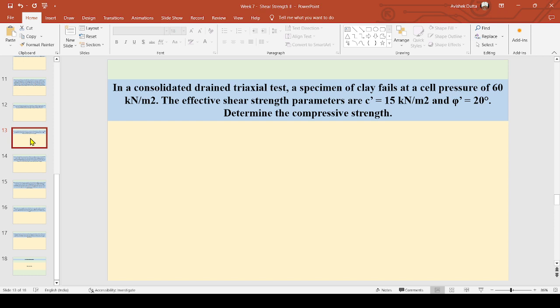The type of test is given, the cell pressure has been given, and the C dash and phi dash values have been given to find out the compressive strength. And what does compressive strength mean in the case of a triaxial strength test?